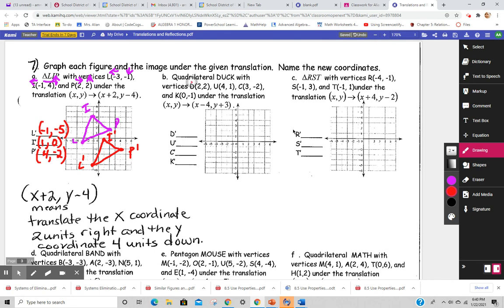All right, last one. Right 2, up 2. So this is D. Right 4, up 1. And this is U. Right 3, down 2. And this is C. And 0, -1. So 0, -1 is right here. So that's K. So we can connect the points.